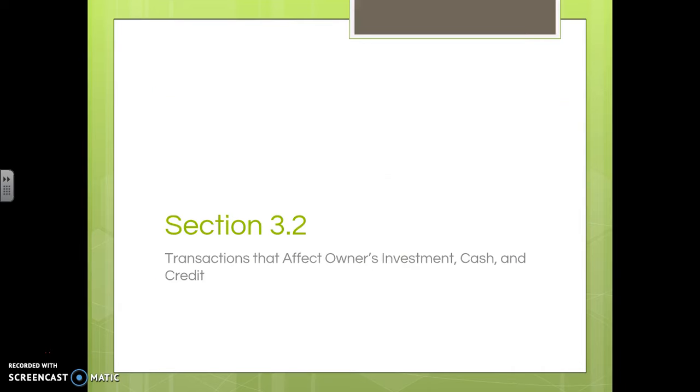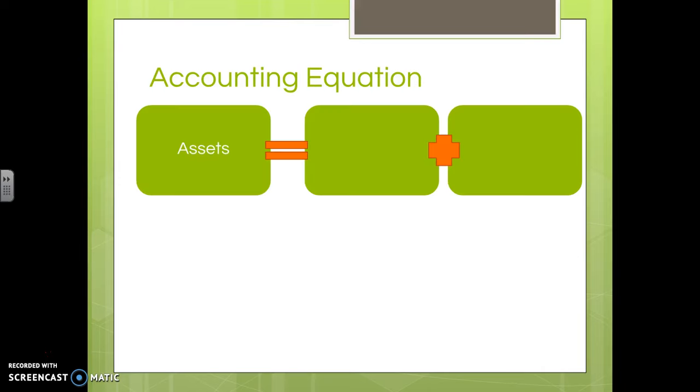All right, moving on to section 3.2, transactions that affect owner's investments, cash, and credit. Again, a review of the accounting equation. Assets equals liabilities plus owner's equity. That is the base of accounting. Making that equation equal is what all accountants need to do.